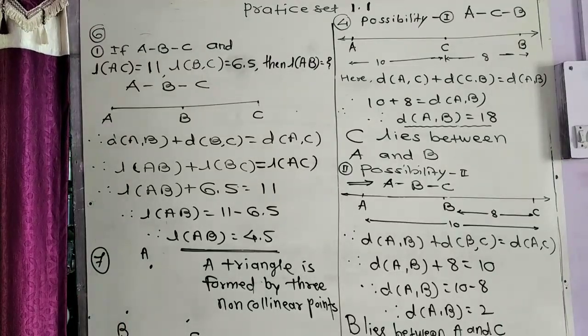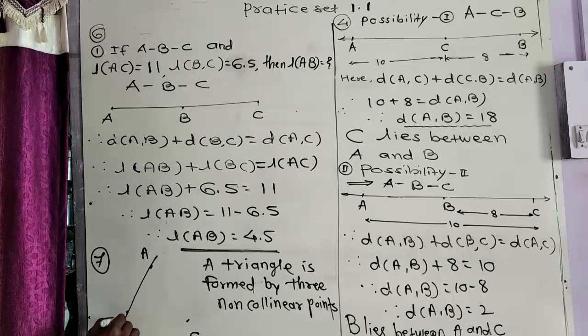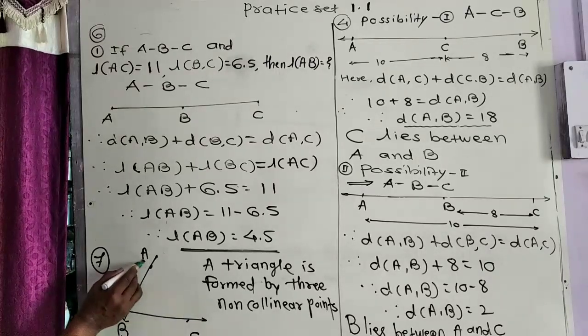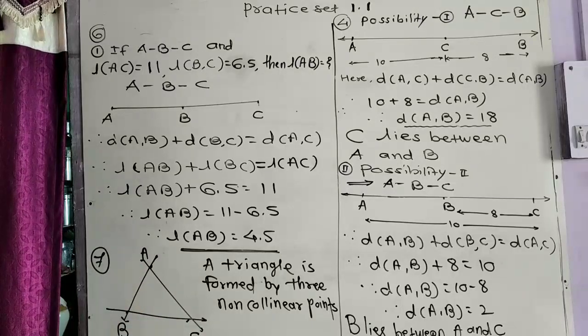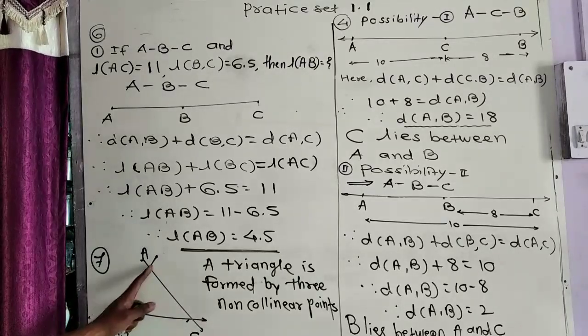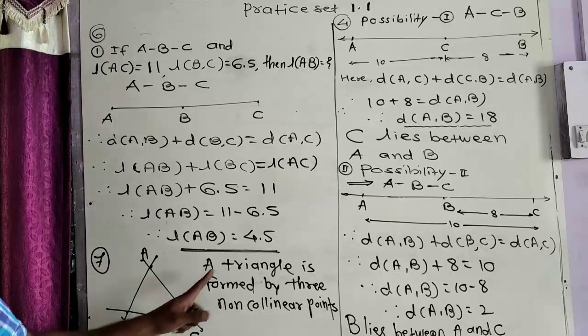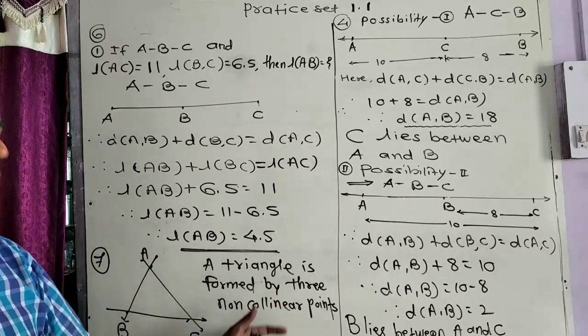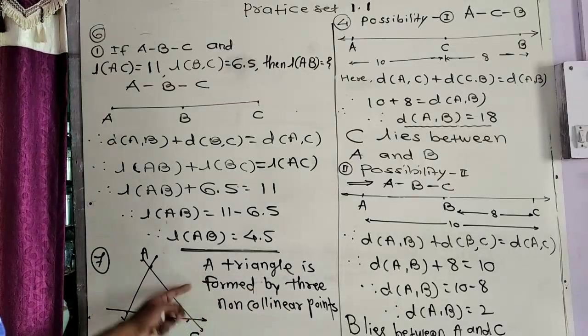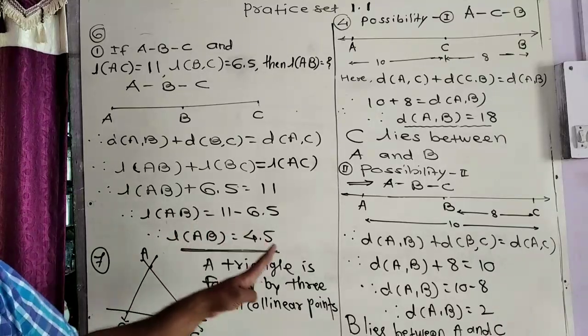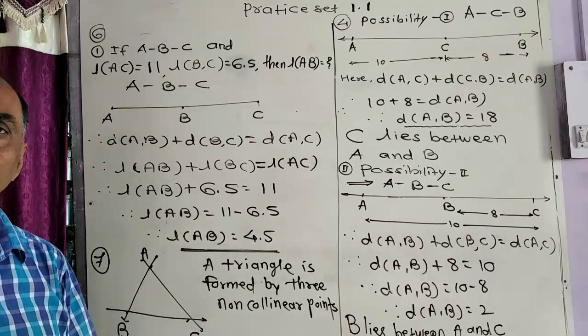After taking these 3 non-collinear points, suppose we join A and B, then join B and C, and then join A and C. Which figure do we form? From the given 3 non-collinear points, a triangle is formed. So in this way we have solved this practice set. The remaining examples we will solve in the homework.